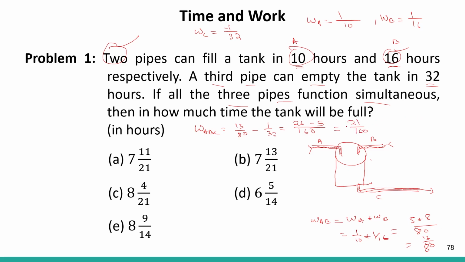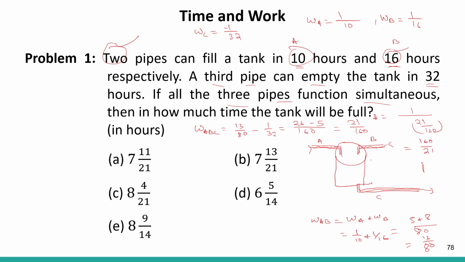So this is the combined work rate. How much time will it take to complete the whole task, that is, to make the tank full? It will be the reciprocal of the combined work rate, so 1 divided by 21 by 160, which is equal to T. So T will be 160 by 21.